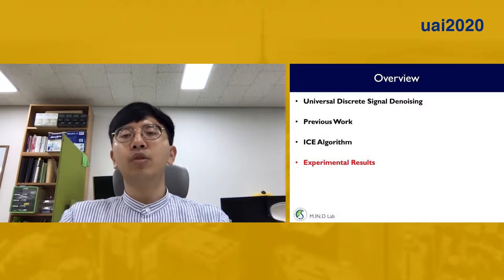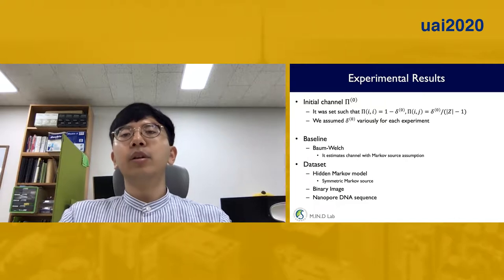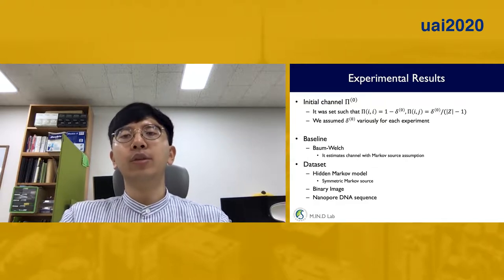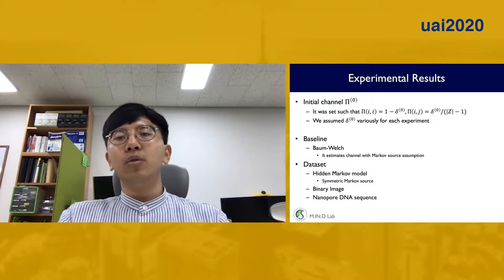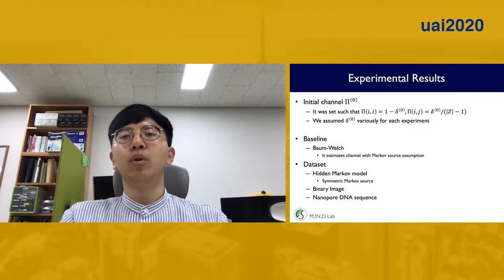So far, we have described the proposed algorithm. From now on, we show the experimental results. To iteratively estimate the channel matrix, we first set the initial channel pi 0. We assume that the shape of the initial channel is symmetric, though the true channel is non-symmetric. For comparison, we compare ICE with Baum-Welch, which can also estimate the channel by assuming the underlying source is Markov. To evaluate our approach on various datasets, we use three datasets: hidden Markov model, binary image, and DNA sequence, which is more complicated than the others.